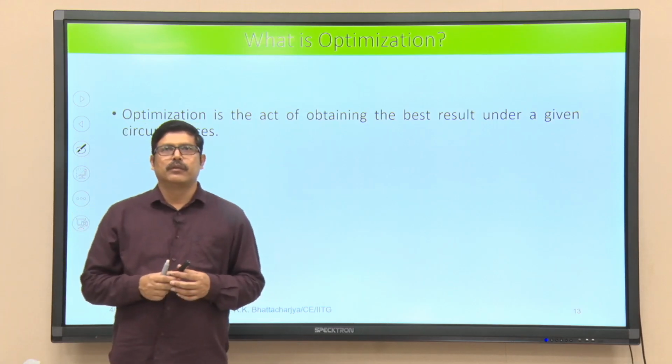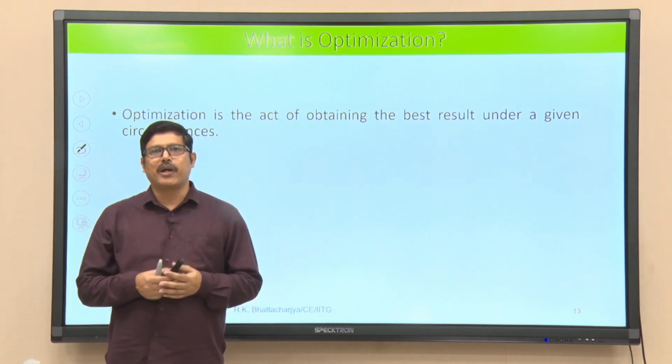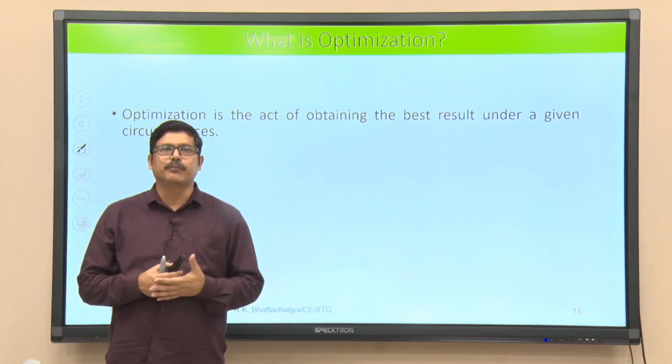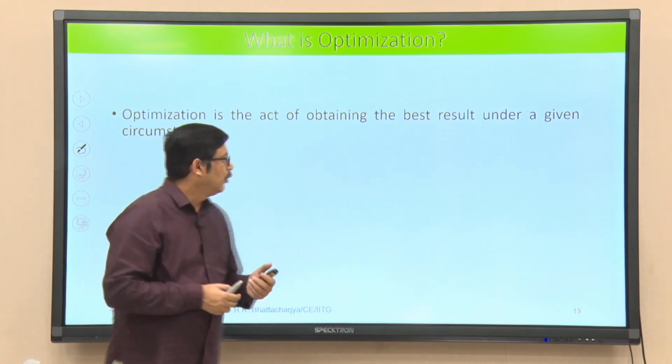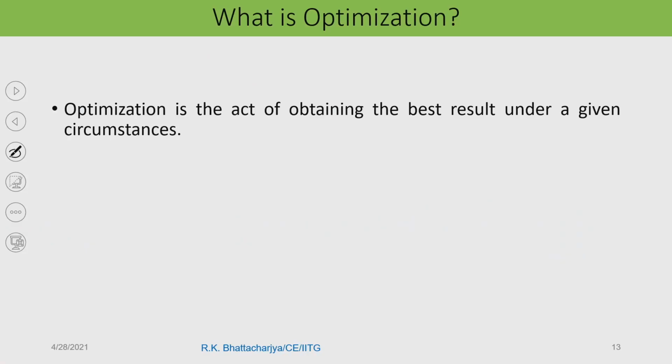Now, what is optimization? With the example problems we have discussed, let me define what optimization is. Optimization is an act of obtaining the best result under given circumstances.